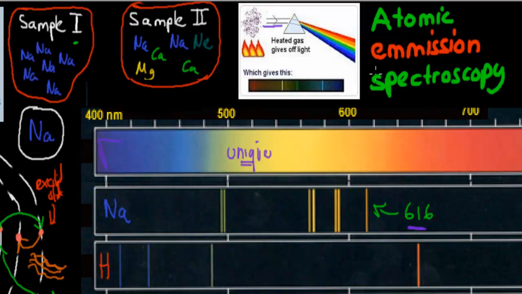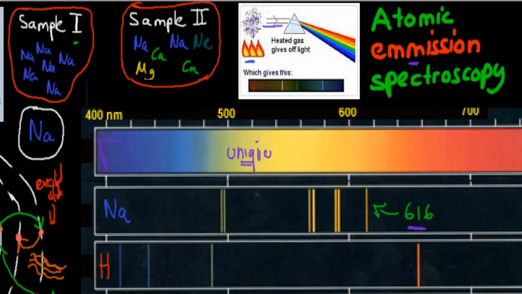So atomic emission spectroscopy. What we do is we have a heat source, which is this source here. We have our sample. In sample 1, it's all sodium particles. Then we vaporize it, which means we make it into gas. So you can see here all these gas particles. In this case, sample 1 would be sodium.